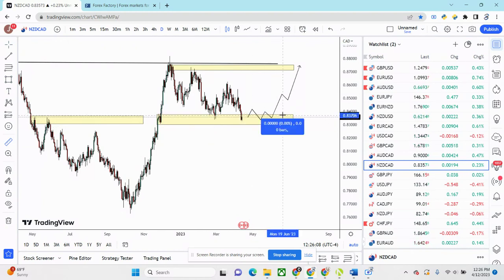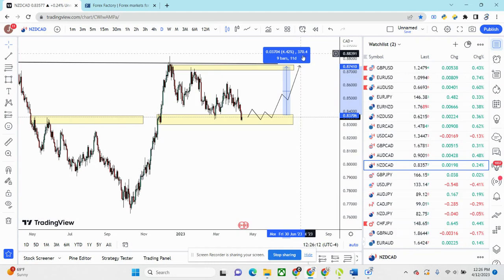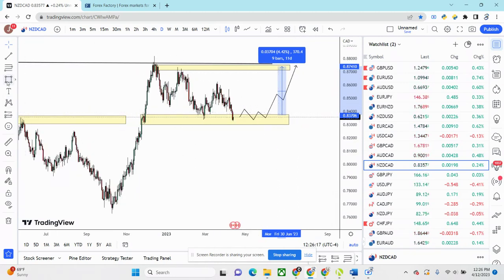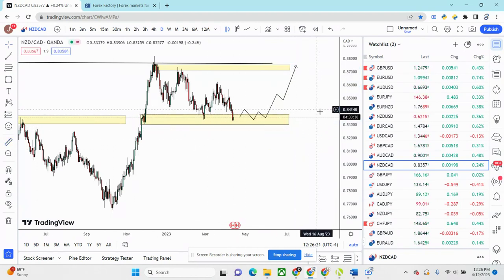In here, you're looking at possibly a 350 pip move at least. It says 370, possibly 350 of profit with maybe a stop loss of about 100. So about a 1 to 3.